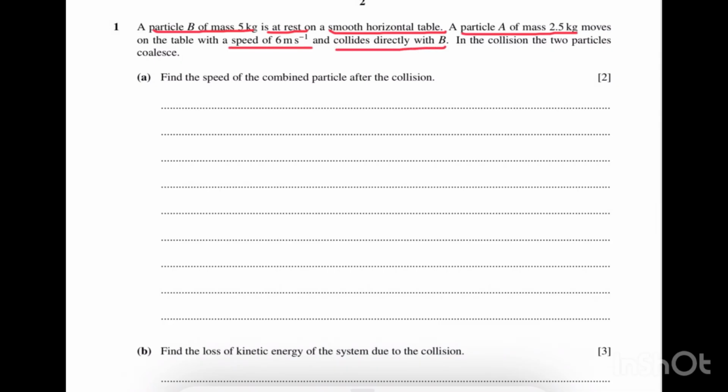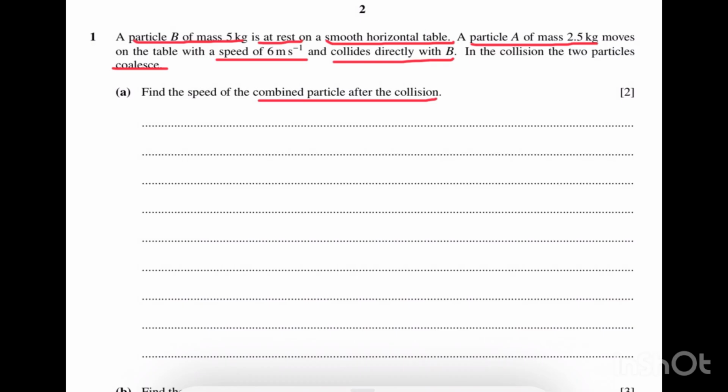In the collision, the two particles coalesce. Find the speed of the combined particle after collision. So this is directly a question of the conservation of momentum. Since we have two particles, there is no friction since there is a smooth horizontal table. There are two particles and we are to find the speed after collision.